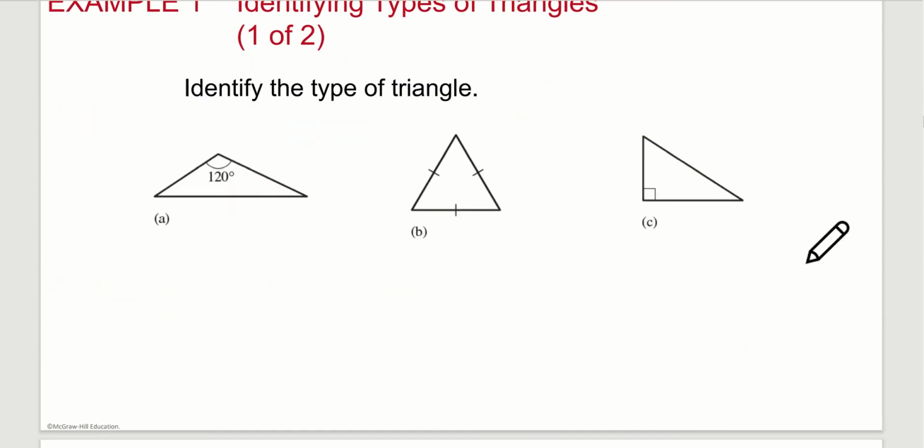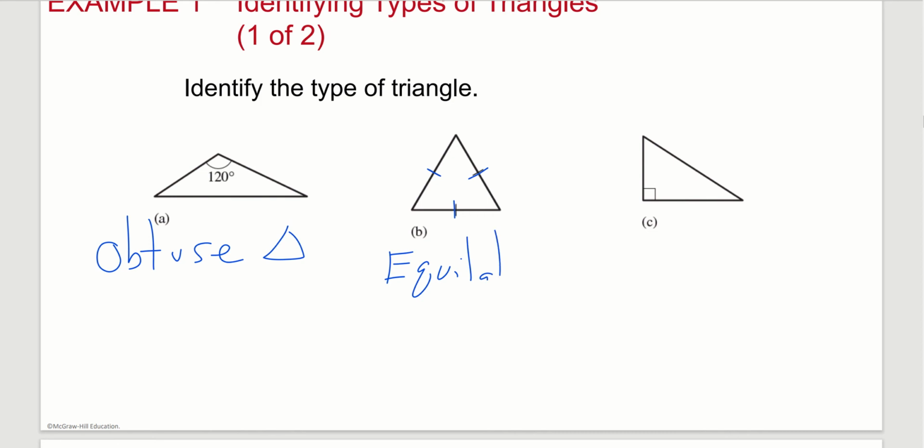Let's take a look at the examples below. We want to classify each type of triangle. In triangle A, we see that it has a 120-degree angle. That's an obtuse angle. So this would be an obtuse triangle. In part B, we see that all of the sides have the same measurement, which is indicated by the same dash over each side. So if all three sides are equal, we call that an equilateral triangle. And in part C, we see the right angle marker. So this would be a right triangle.